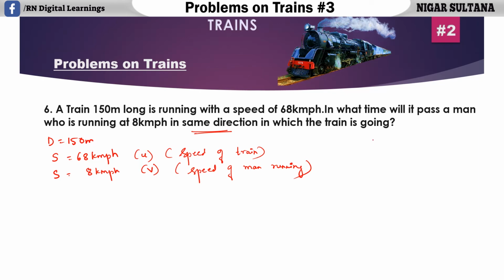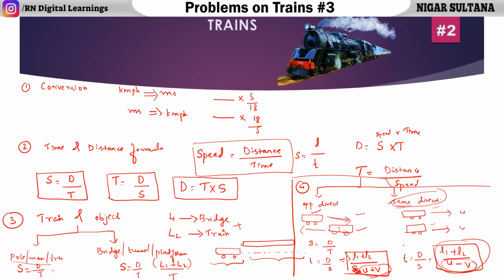I have told you, suppose this is a train of length 150 meter. Now this is moving with a speed of 68 kilometer per hour and there is a man walking in the same direction with the speed of 8 kilometer per hour. I have told you when they are moving in the same direction, I need to subtract the speed, right? Yes.